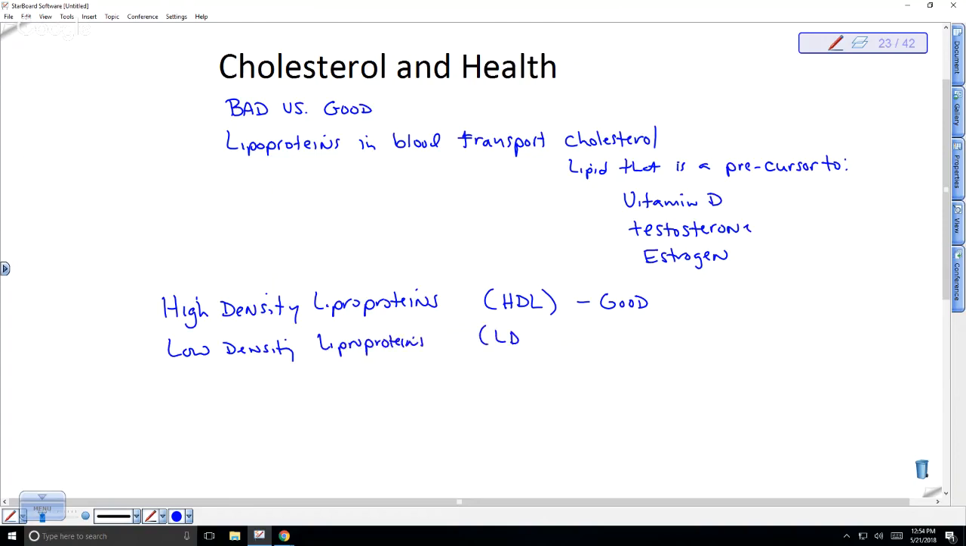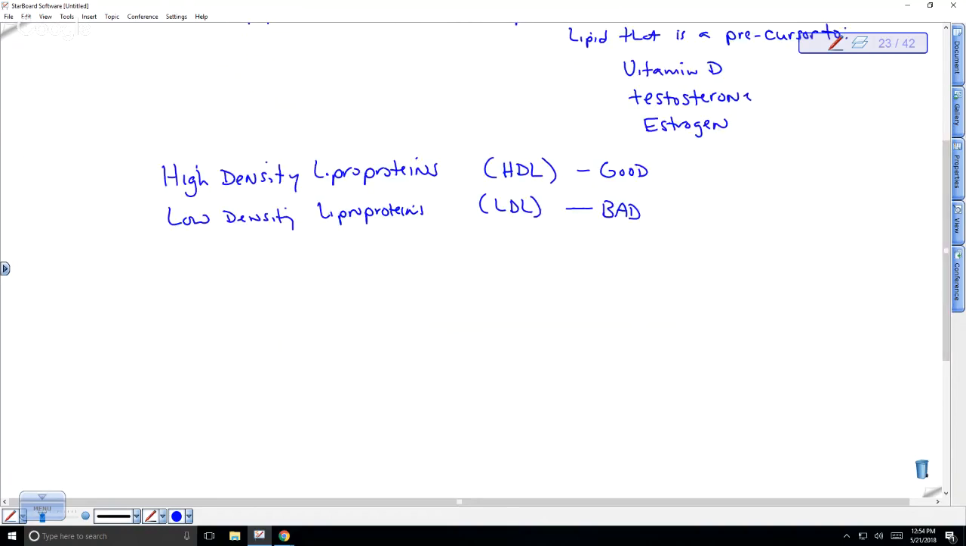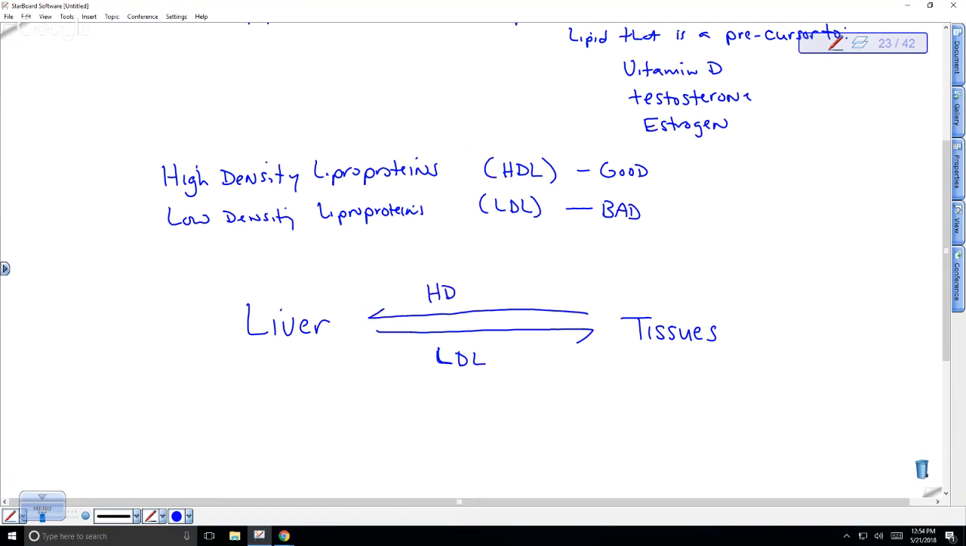So the LDL, and this is the bad. If we look at why these are, it has to do with how they transport cholesterol from the liver to the tissues. So this is the liver on one side, the tissues on the other. LDL takes it out to the tissue. If it's out in the tissues, then it could cause problems, right? It could clog up vessels. If it is coming from the tissues back to the liver, this is HDL.